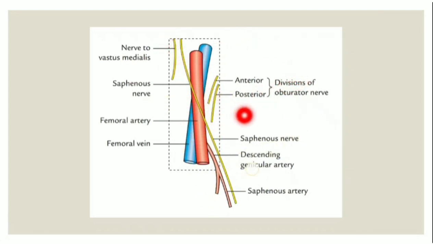Then occasionally you have the anterior and posterior divisions of the obturator nerve. Then you will have a branch of the femoral artery, that is the descending genicular artery.